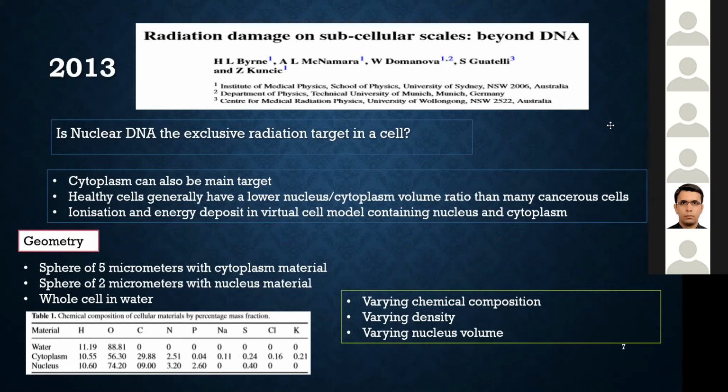And as you can see here in the table, we have described the percentage of mass fraction for each of them, for the cytoplasm and the nucleus. The second case that was considered is varying the density of the cytoplasm or of the nucleus. And here I'm going to show you the results for the cytoplasm, and also varying the nucleus volume, what happens.